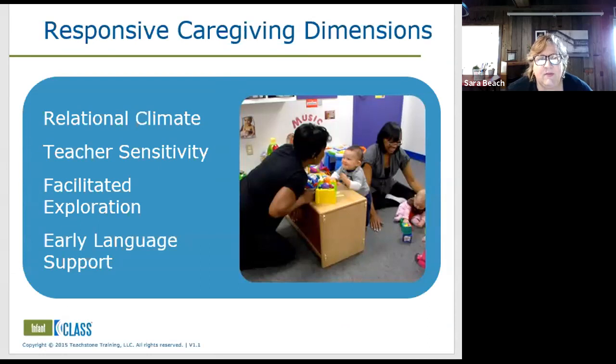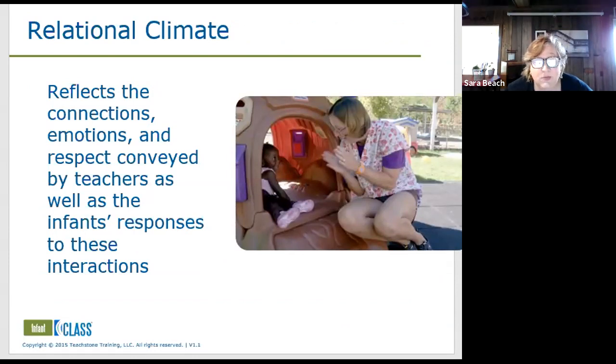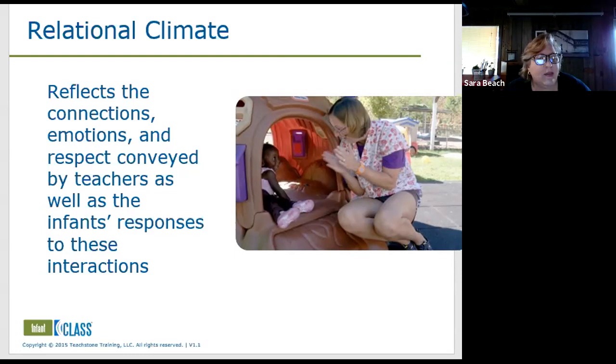In the responsive caregiving domain, we have these four different dimensions: relational climate, teacher sensitivity, exploration, and early language support. Overall, the dimension of relational climate is looking at the connections, the emotions, and the respect conveyed by teachers, as well as the infant's responses. Because as you said earlier, when children are very well connected and trusting of their caregiver, attached, in other words, they're going to be wanting to be close. They're going to seek proximity to that teacher. And so the baby's responses are also looked at in this lens.